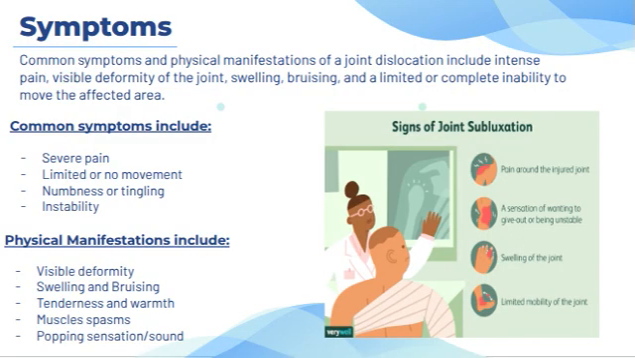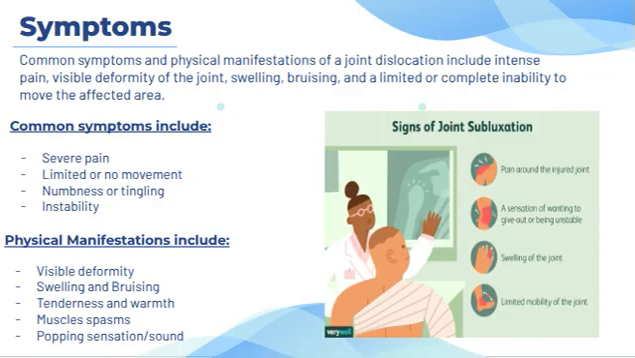Then moving on to tenderness and warmth. The affected area will be tender to touch and may feel a little bit warm. Then we have muscle spasms. They may involuntarily spasm due to the trauma. And then lastly, we have the popping sensation or sound. In some cases, a person might feel or hear a popping sound at the time of an injury.